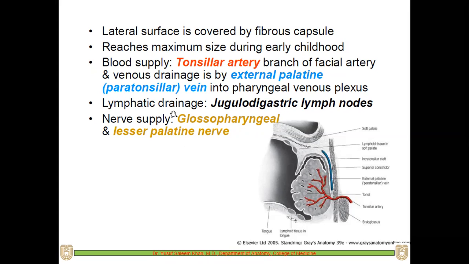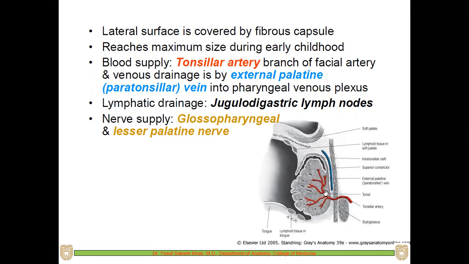It reaches maximum size during early childhood. This tonsil plays a very important role clinically, especially in childhood, when it reaches the maximum size. Then the blood supply of this tonsil is by the tonsillar artery. This is the tonsillar artery supplying the blood. It is a branch of the facial artery, and the venous drainage will be to the external palatine vein, also called the paratonsillar vein, which will drain the venous blood.